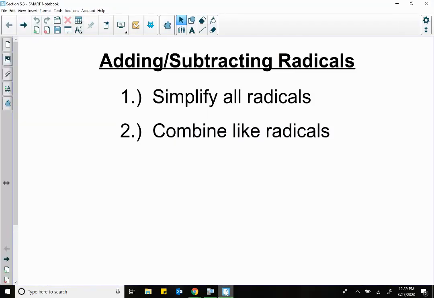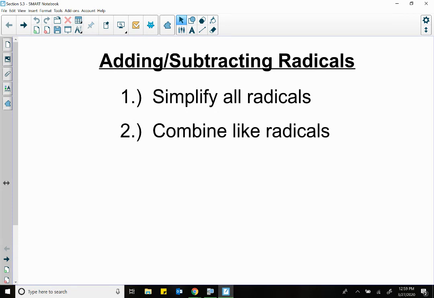Okay, section 5.3. So we're going to take a lot of what we did in 5.1 and use it here. So in section 5.3, we're talking about adding and subtracting radicals. It's nothing crazy. It's actually like combining like terms. Except in this one, I just call it combining like radicals.